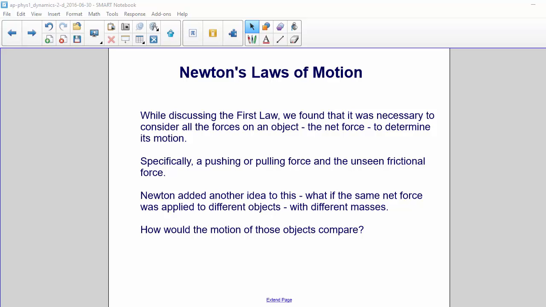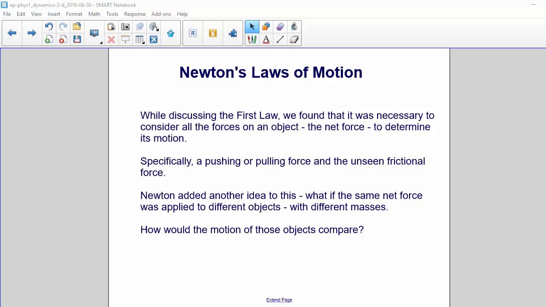While discussing the first law, we found that it was necessary to consider all the forces acting on an object, the net force, to determine its motion, specifically a pushing or pulling force and the unseen frictional force. Newton added another idea to this.